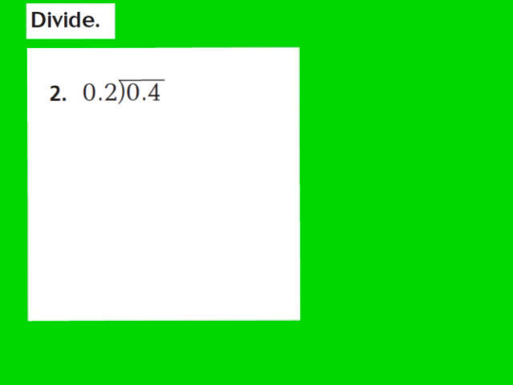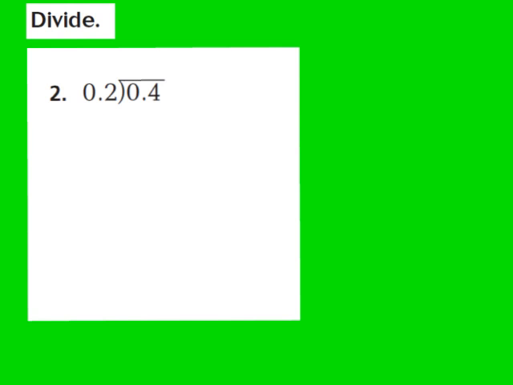For question 2, they give us 4/10 divided by 2/10. Now, the key to decimal division is this. You must multiply your divisor by a power of 10 in order to make it a whole number before dividing. Well, what I know is this. Our divisor in this problem is 2/10.